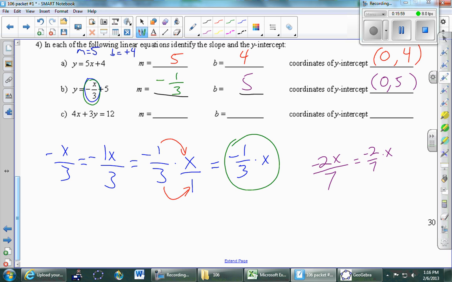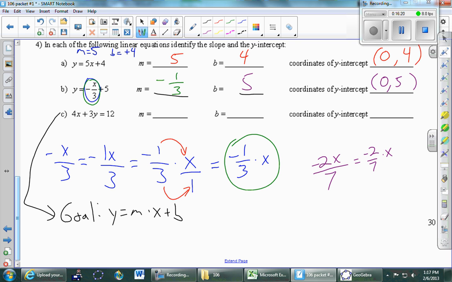Okay, and then finally part C, there's really a lot of work to do actually, because part C doesn't look anything like y equals mx plus b. So hopefully there's some space down here. Goal is y equals m times x plus b. That's what we're after.